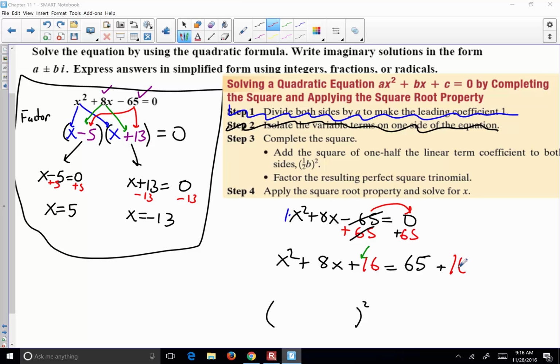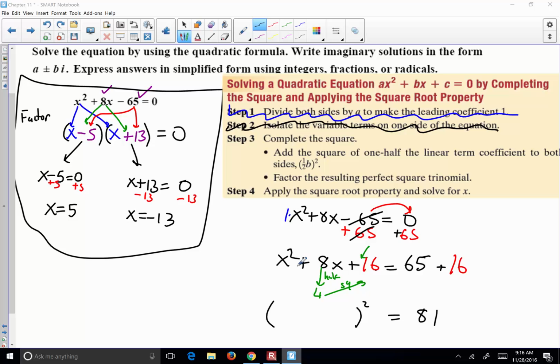16, the number. How? We take half the middle number. So again, you take half of it, 4, and square it. What is 4 squared? 16. And I put 16 on both sides. Okay? So this side becomes 65 plus 16, which is 81.